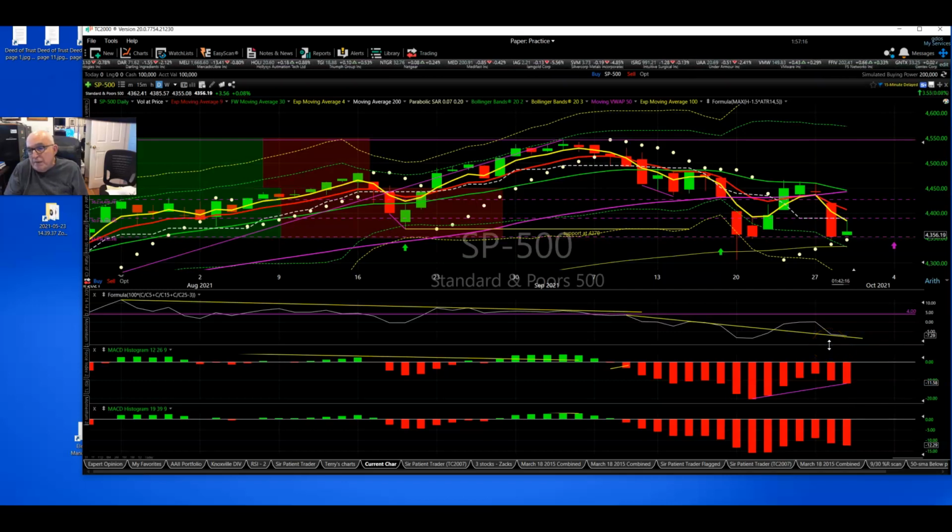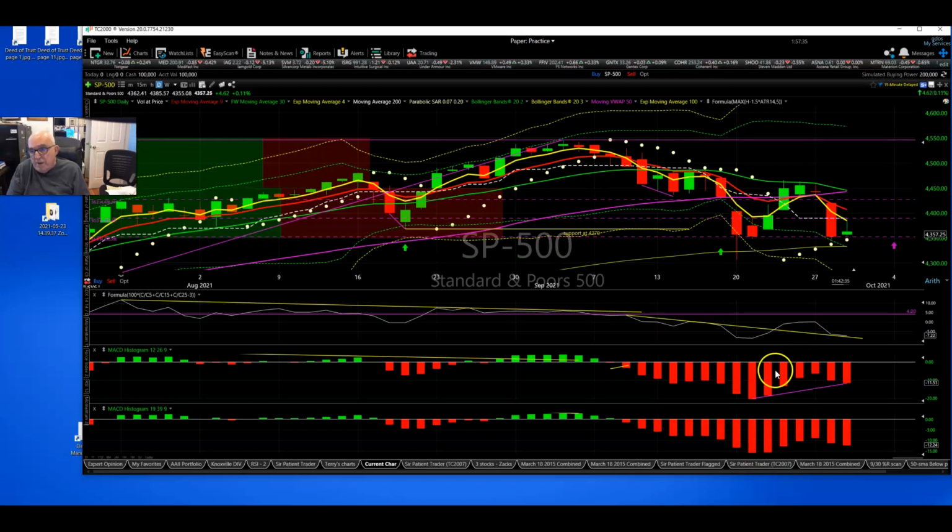So it seems as though we might find some support here at the triple momentum, at the 618, but there's no certainty on that. By the end of the day, we could break through it, because there's a lot of bearishness here, and I'll show you some more.